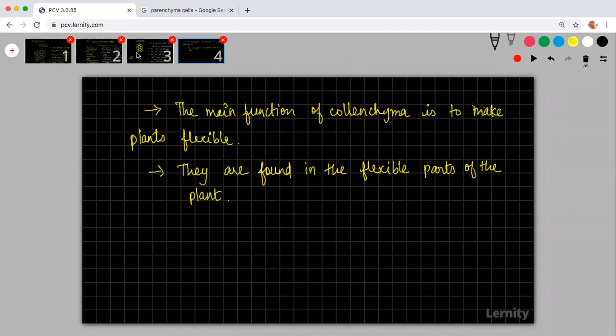So you take a plant and try to bend it. Wherever you are able to bend it, that particular region is made up of what? Collenchymatic tissue. But if it is getting broken, it is not made up of collenchyma tissue. So it will offer flexibility. What is the meaning of flexible parts? The parts wherever you are able to bend.